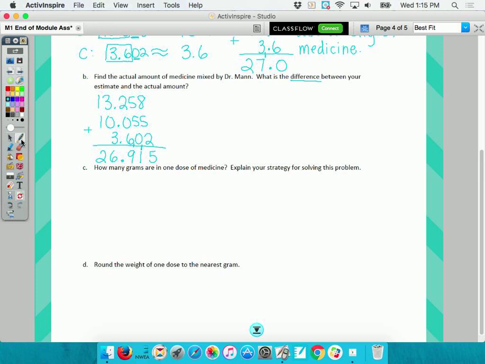What was my estimate? 27. 27 grams. Now I'm going to find the difference between those. So Lexi already said, what are we going to do? Subtract. Difference means subtract. Here's the problem. Which number is larger? 27. Everyone agree? No. Oh, never mind. 26. I agree. It's bigger.